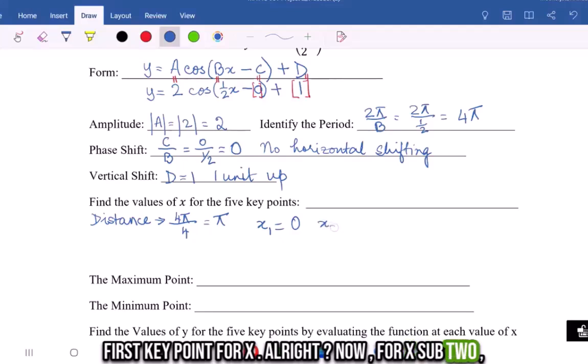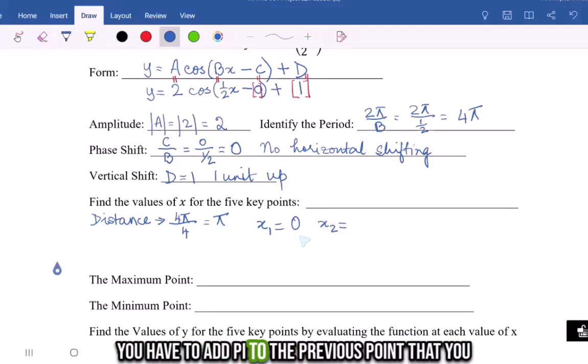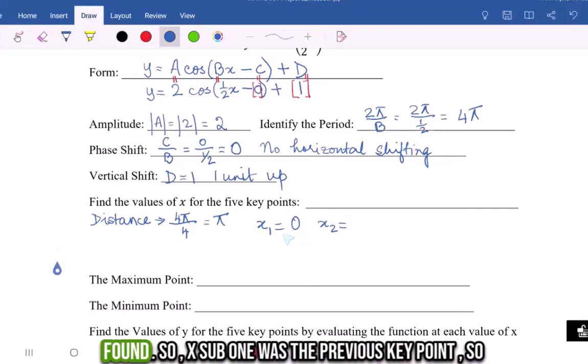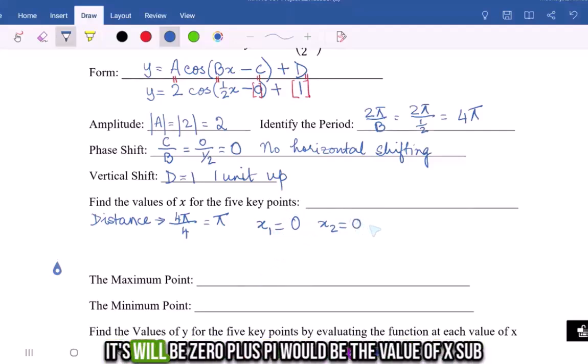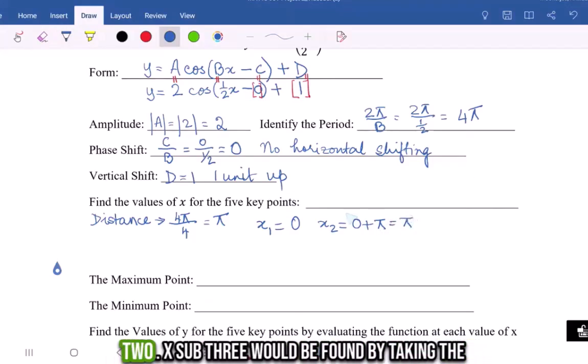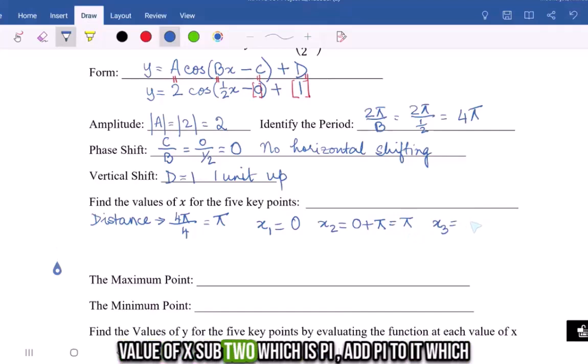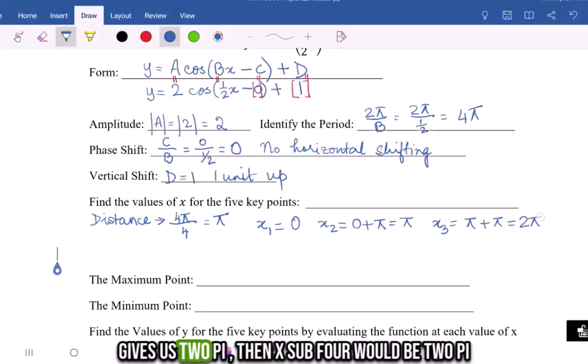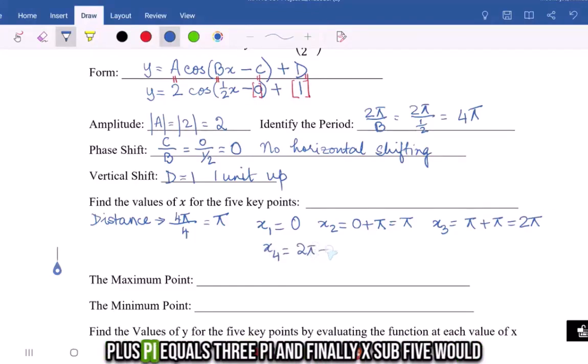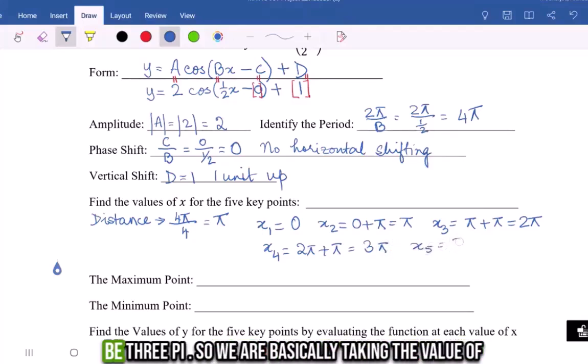Now for x sub 2, you have to add pi to the previous point that you found. So x sub 1 was the previous key point. So it will be 0 plus pi would be the value of x sub 2. X sub 3 would be found by taking the value of x sub 2, which is pi, and adding pi to it, which gives us 2 pi. Then x sub 4 would be 2 pi plus pi equals 3 pi. And finally, x sub 5 would be 3 pi.